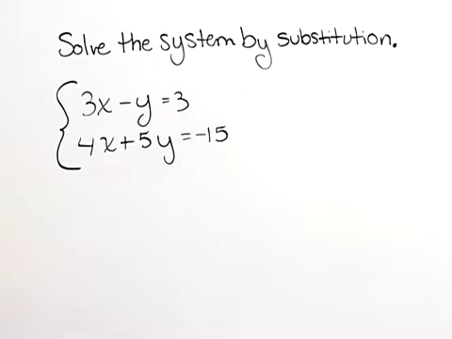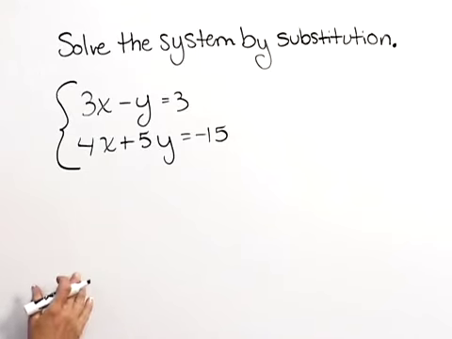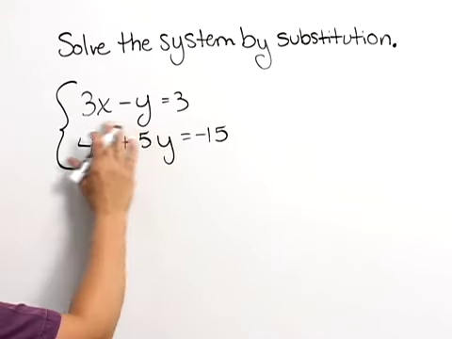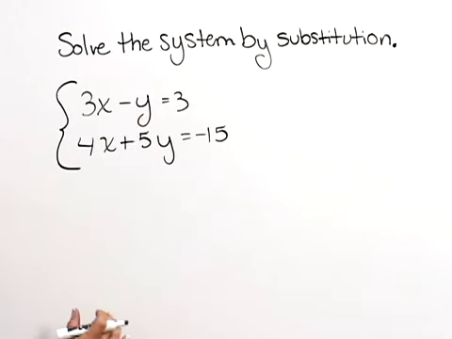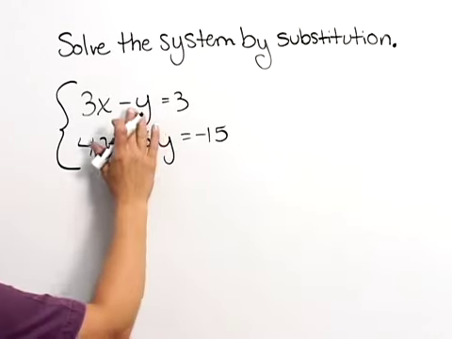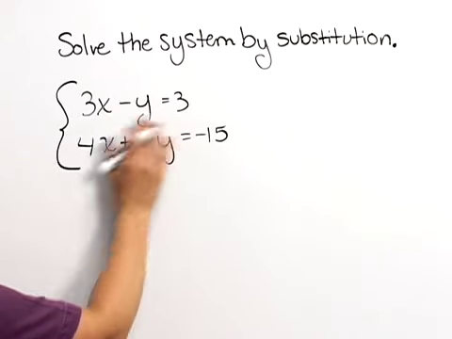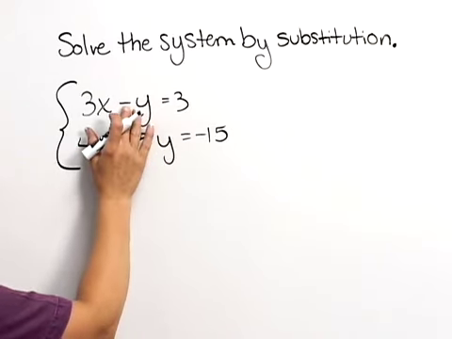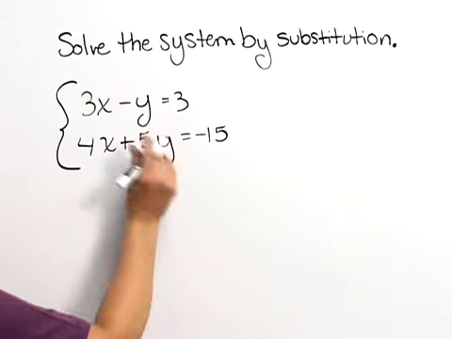For this system, we're going to solve by substitution, which means we need to isolate a variable in one of the equations. I notice this first equation won't be too hard to isolate the y. We're going to do that by first subtracting 3x from both sides, and then we're going to have to multiply by -1 to make it a positive y instead of a negative y.